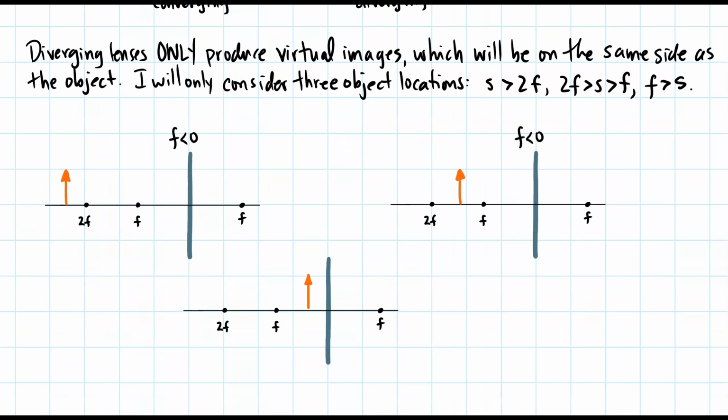Diverging lenses only produce virtual images, which will be on the same side as the object. For these ray diagrams, I will only consider 3 object locations, where the object is outside of 2F, the object is between 2F and F, and finally, the object inside the focal point. Let's draw the ray diagrams. I'm only drawing ray 1 and ray 2 in each of these situations.